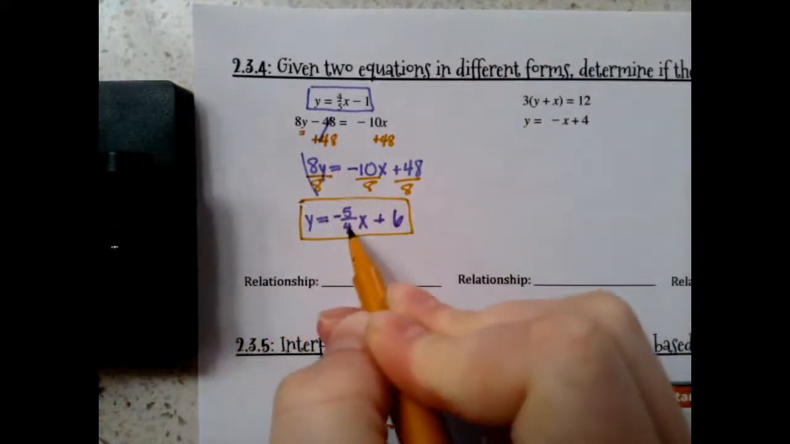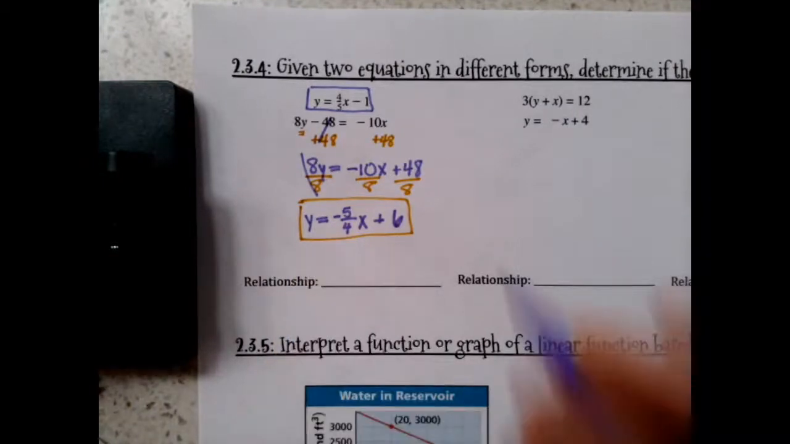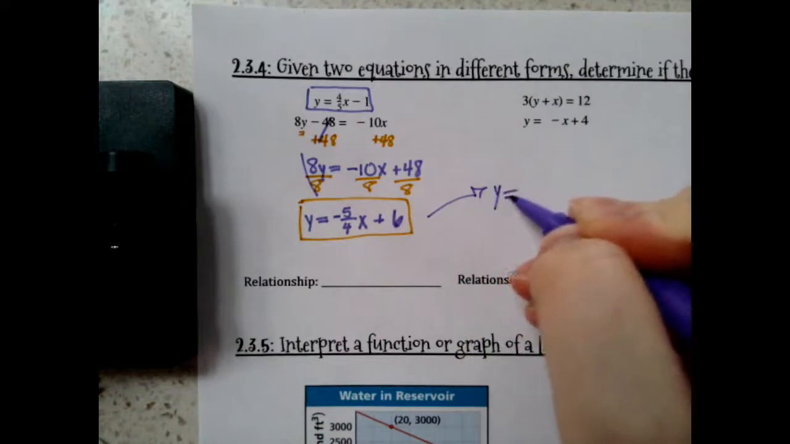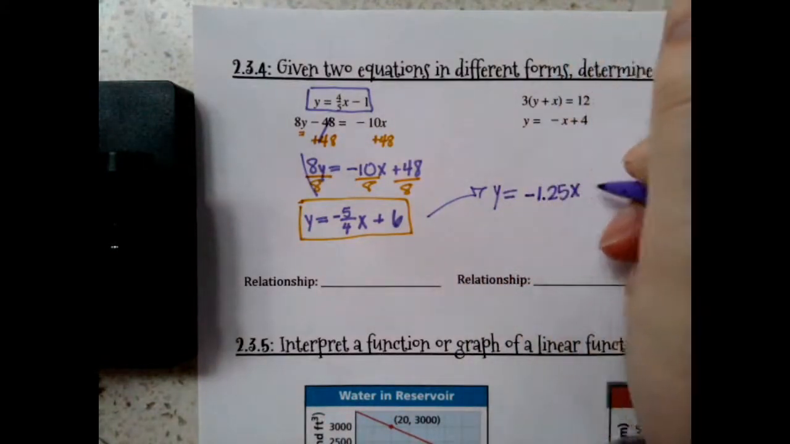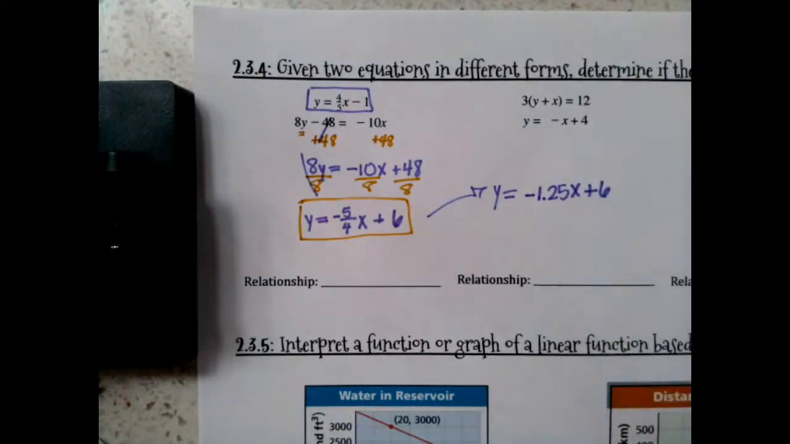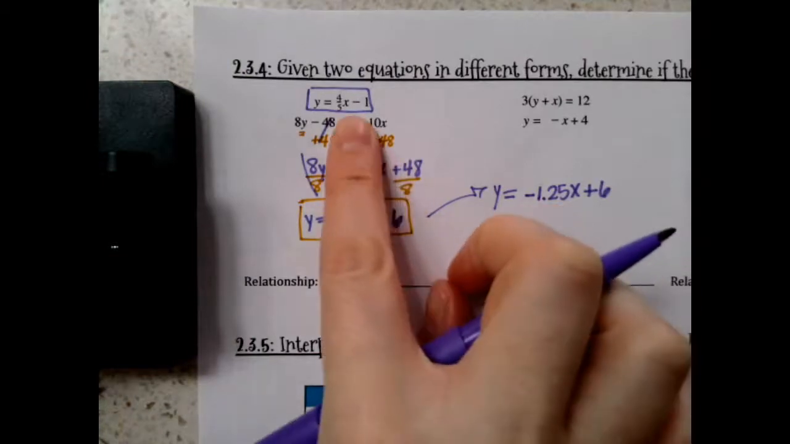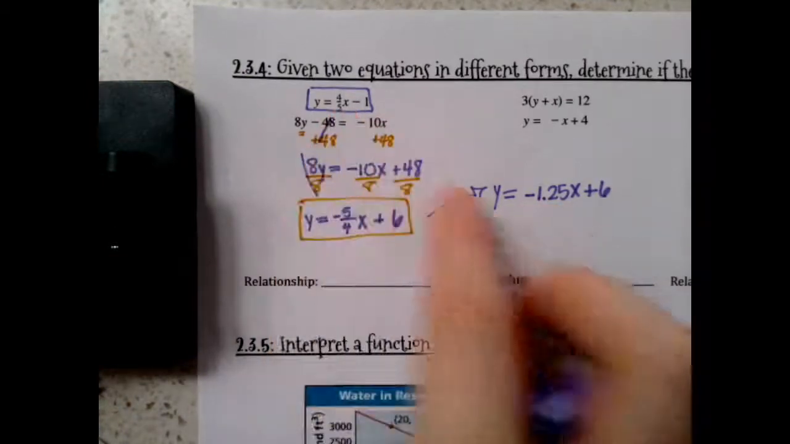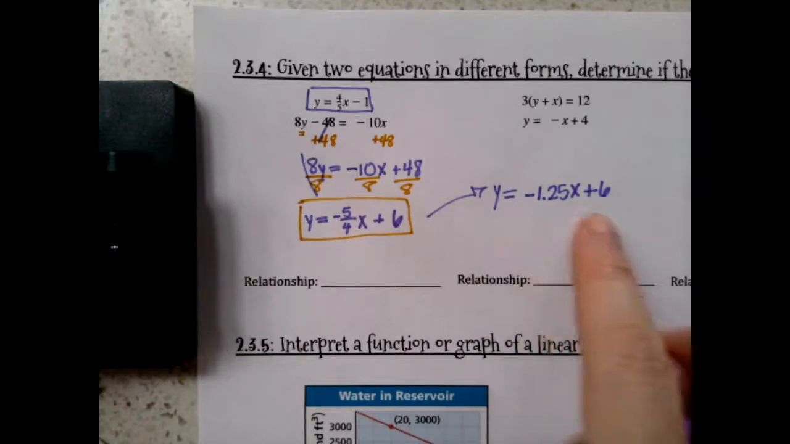So it says y equals mx plus b. That's what we're looking for, that they're both in slope-intercept form. Now that we have them, we can compare. And like I said, if you turned this into a decimal, then you would have had y equals negative 1.25x plus 6. And then you would need to figure out what this is as a fraction to be able to compare it to this, so you know what the reciprocals are.